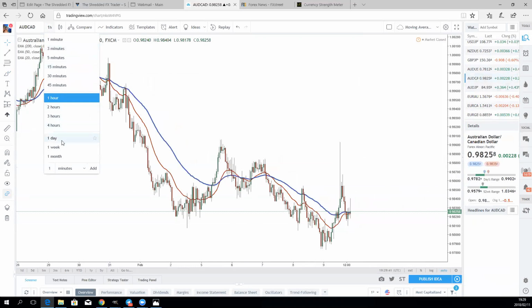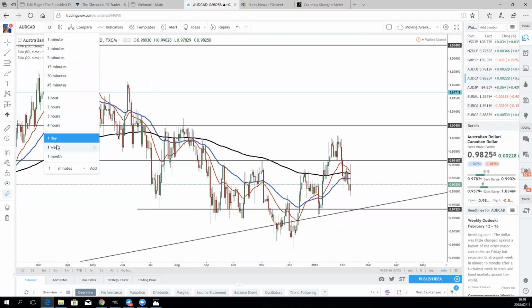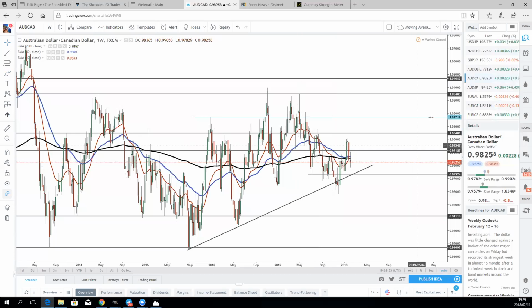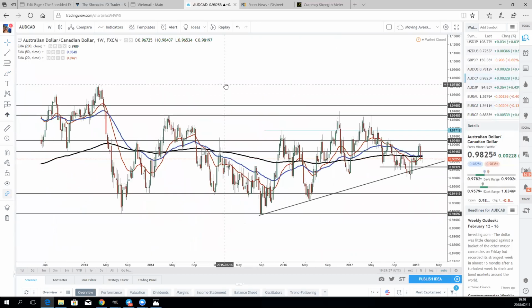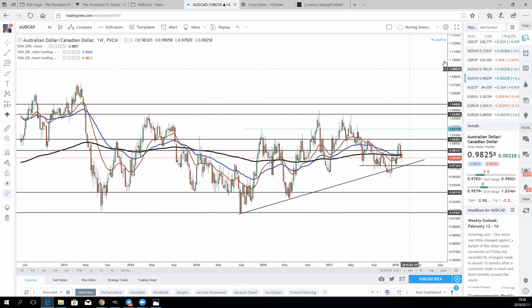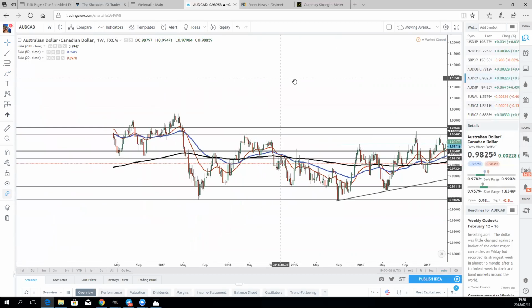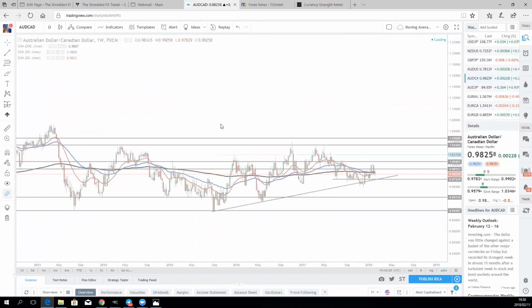Okay, Aussie CAD. Let's go on to a weekly, sorry guys. Okay, again, you can see we're actually just trading a bit of a sideways range here for a long period of time, a good 5 or 6 years. We're just going sideways at the moment. We're currently in a small ascending triangle. But again, the Australian dollar is weak at present.